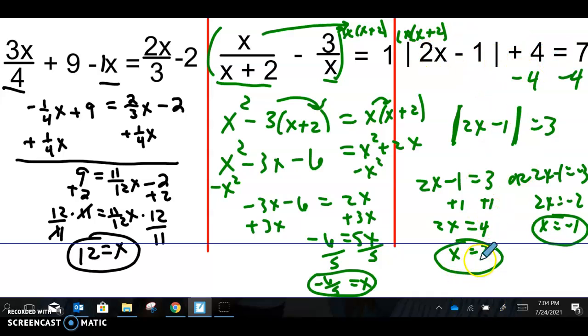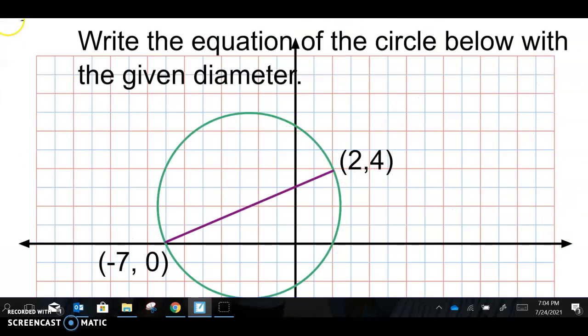This is a conditional equation. This is a true equation as long as x is either 2 or negative 1. I didn't show you any identities or no solutions, so maybe go back and double check that for a review.